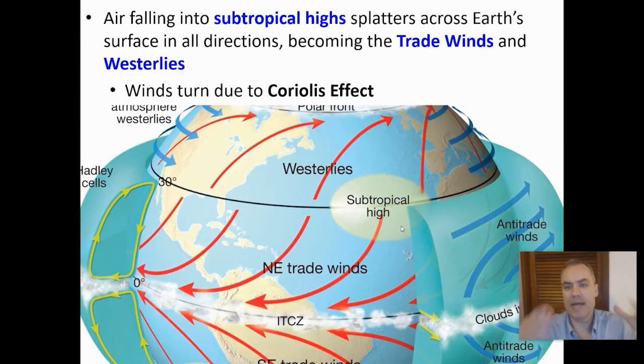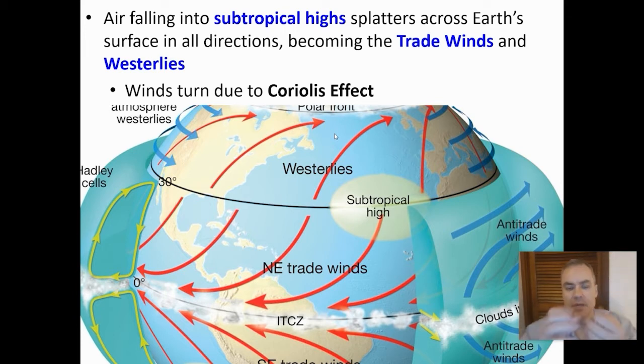So let's follow what happens to the air as it falls down into these subtropical highs, because that's actually what's going to give us our trade winds and our westerlies. They're both going to be air that's shooting out of the subtropical highs. Remember, we said winds blow from highs to lows, and high pressure areas, highs, are like pumps. The air goes out from them.